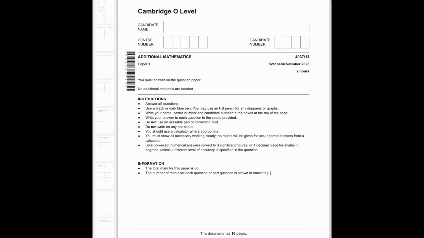Hello everyone. This is the October/November 2023 Additional Mathematics paper, 4037, and its variant is 13. As usual, you must write your candidate name, center number, and candidate number here, and before starting, go through all this information. The total marks are 80.